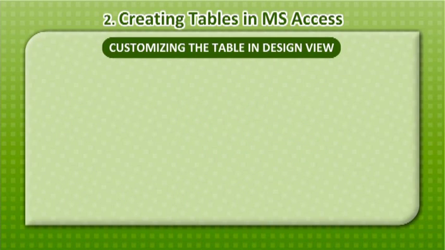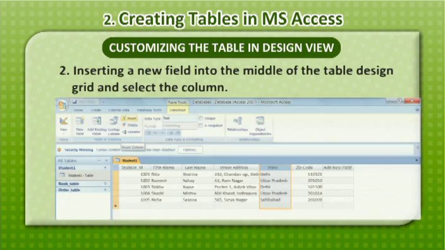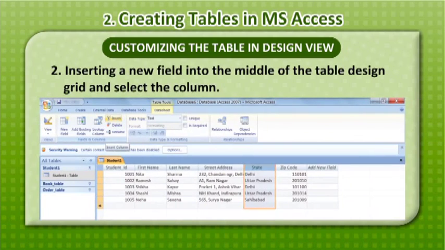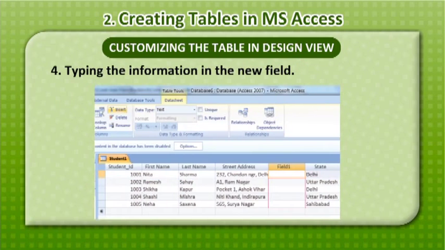Customizing the table in Design View. Adding fields. You can add a new field to your table by 1. Opening the table in Design View and clicking Datasheet tab. 2. Inserting a new field into the middle of the table design grid and select the column. 3. Click the Insert button in the Fields and Columns group. The new field will be inserted before the column that has been selected. 4. Typing the information in the new field.